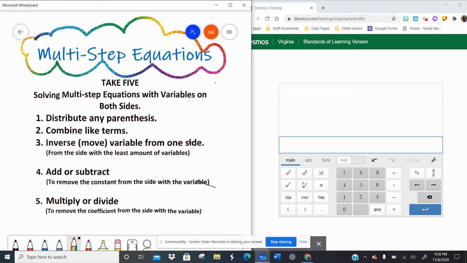So, step one, you're going to distribute any parentheses. We're going to talk about this distributive property, and I'll show you how to do that. Then you're going to combine like terms. So anything similar, we're going to combine together. Then you're going to do the inverse. You're going to move the variable from one side. So you're going to make sure that there's just one variable on one side of the equation. Then you'll add or subtract to move the constant, and then multiply or divide to remove the coefficient.